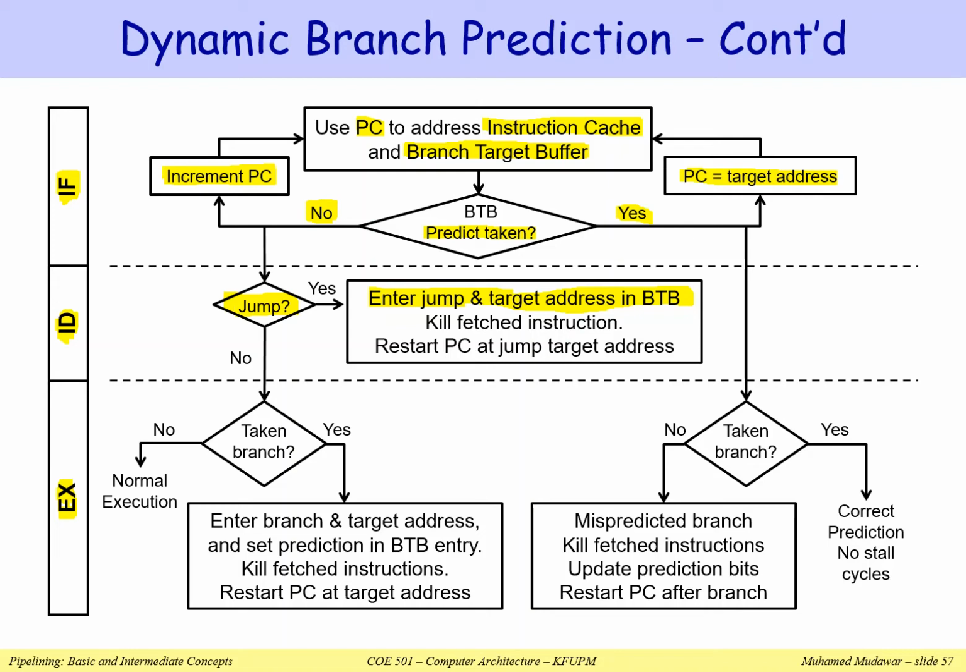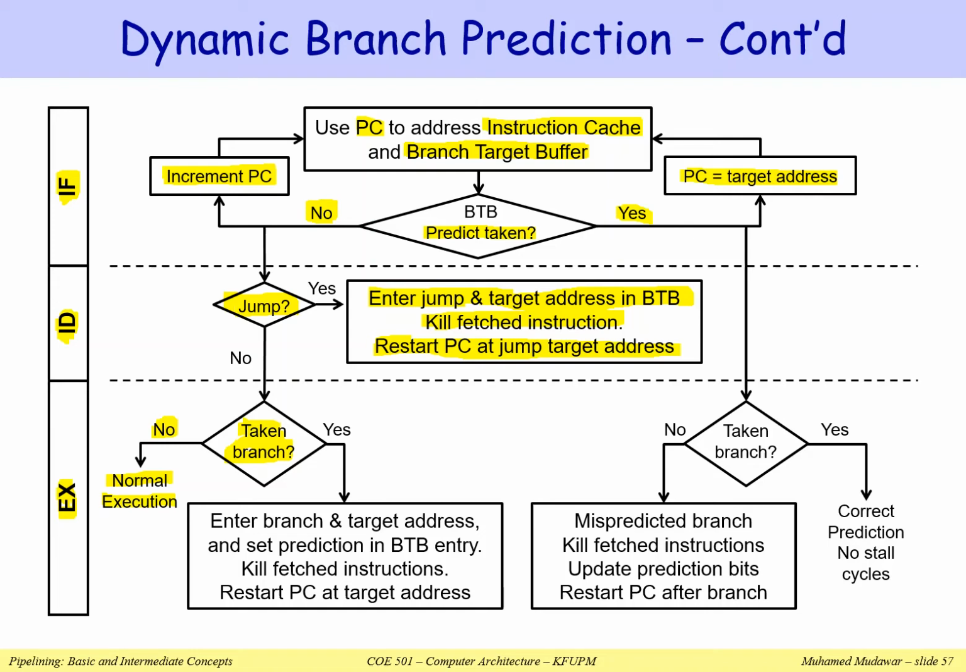The next instruction is already in the pipeline, being fetched. So we have to kill this fetched instruction, and then we have to restart the PC at the jump target address. That's what has to be done if we discover that there is a jump instruction in the instruction decode stage. Now, if we discover that we have a branch instruction, we have to wait until the execute stage to check if the branch is taken or not taken. Then we have to see what the outcome of the branch is. If the branch is not taken, then we can continue normal execution without wasting any clock cycles.